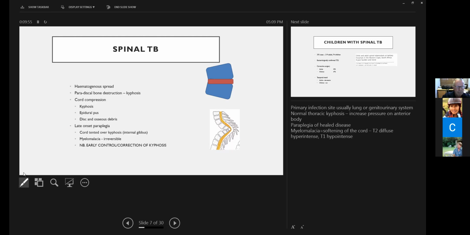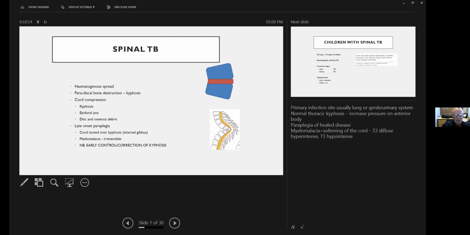If I could just show you with my laser pointer there, the yellow cord is being tented over the kyphosis. This results in pressure in the cord and what's called myelomalacia. The word myelomalacia means softening of the cord. If you look at an MRI picture, it's a high signal T2 picture within the cord. The problem with it is that it's irreversible. So if you do develop this internal gibbus with stretching of the cord over the vertebral bodies, as you can see in the picture, you can get irreversible paraplegia.